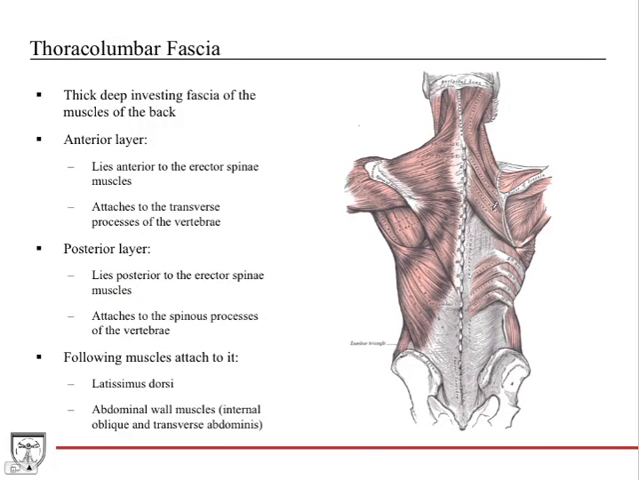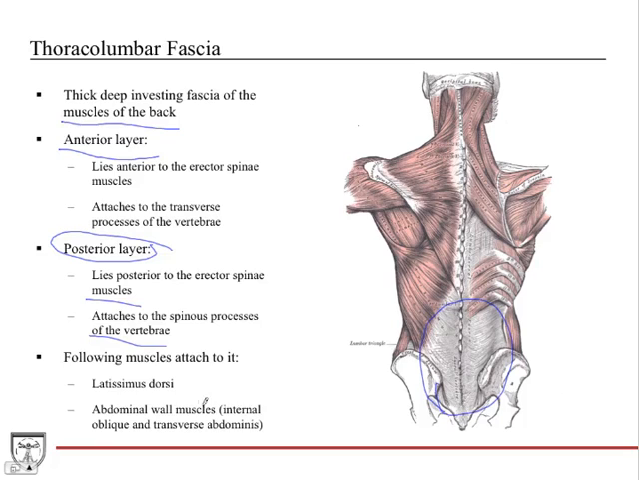Lastly here, the thoracolumbar fascia. So what is that? It's a fascia in this layer here. This is a thick, deep investing fascia of the muscles of the back. It has an anterior layer that lies anterior to the erector spinae muscles, which is that intermediate layer of the deep back muscles. And then it attaches to the transverse processes of the vertebrae. It has a posterior layer, which is a more superficial layer. It lies posterior to those erector spinae muscles. It attaches to the spinous processes of the vertebrae.